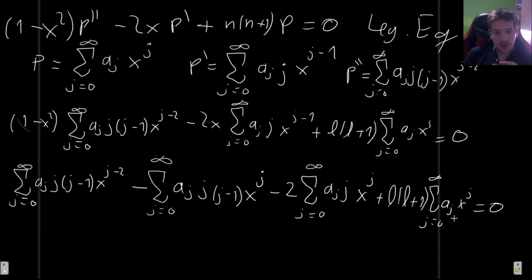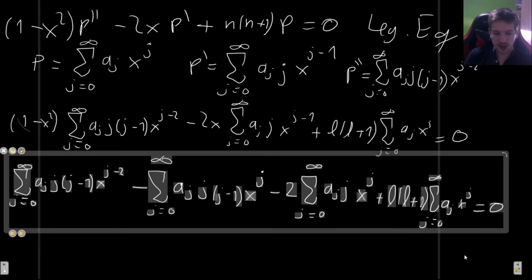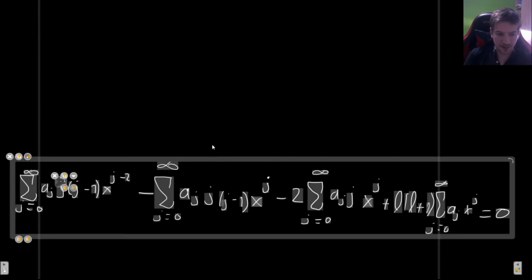Now remember, how do we solve equations by this method? What we want to do is put all of our x's to the same power, so that we can put everything inside of one sum and say that the argument here has to be equal to 0, and then we see what the condition on the coefficient is for that to be true. So let me take this to the next slide.